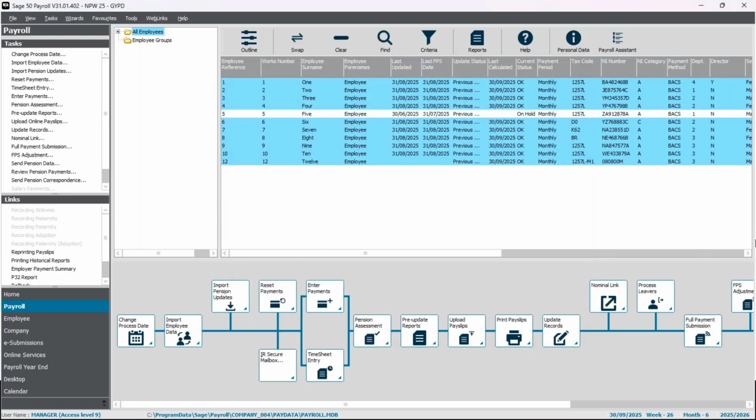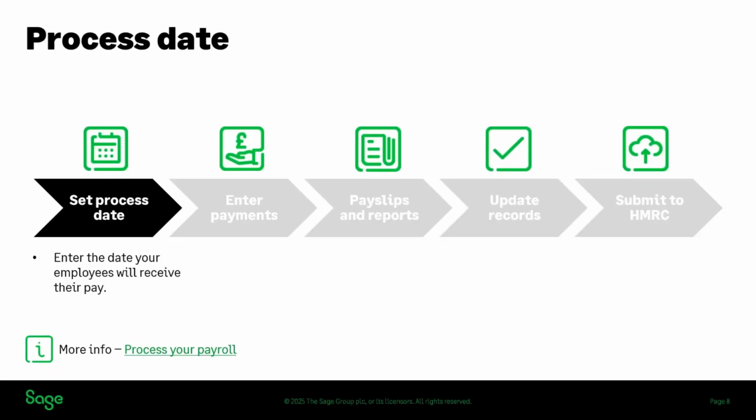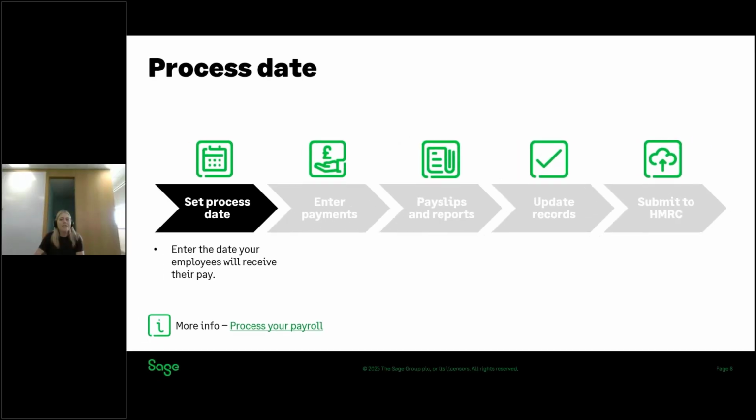What we'll do, we'll just jump back to the slides just to go through a little bit of a recap of that. So we have set our processing date. Again, HMRC's advice around this is to use your usual pay date, even if you're paying them early because of a bank holiday or a weekend.